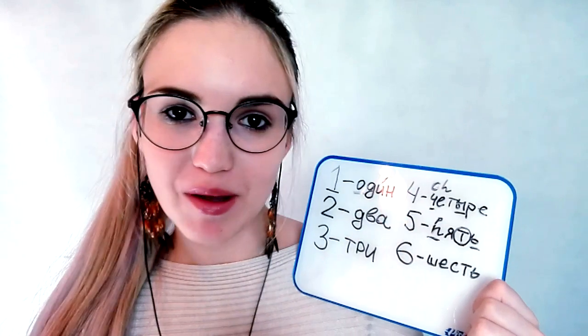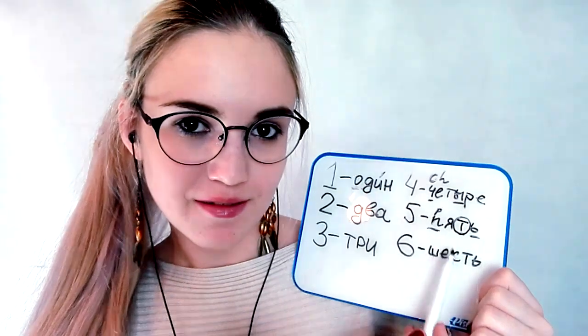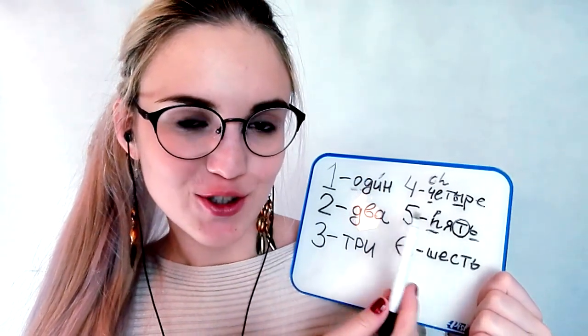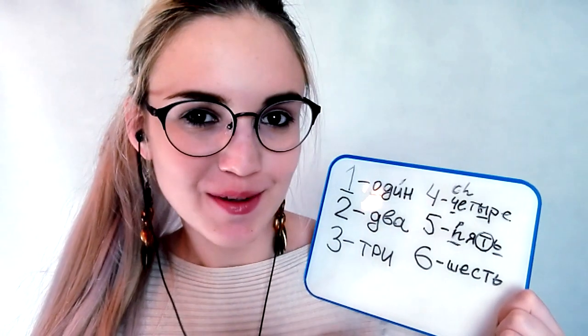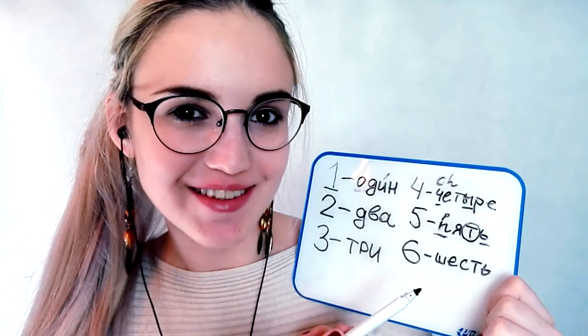Try to repeat it if you remember. 4, 5, 6. Once again after me. 4, 5, 6. Good. So now I'm going to write 4 other numbers. It's going to be 7, 8, 9, and also 0.